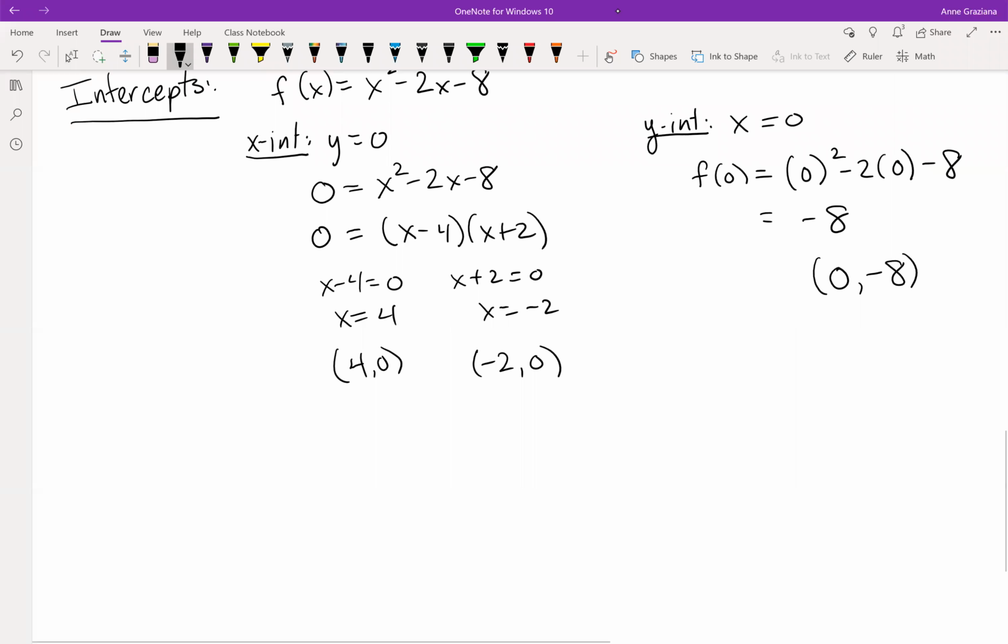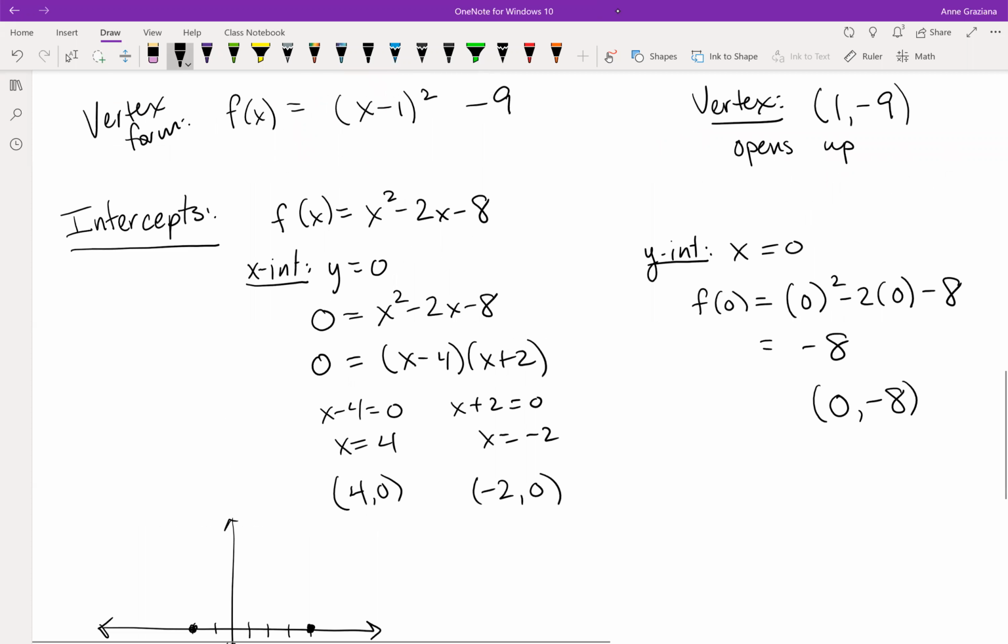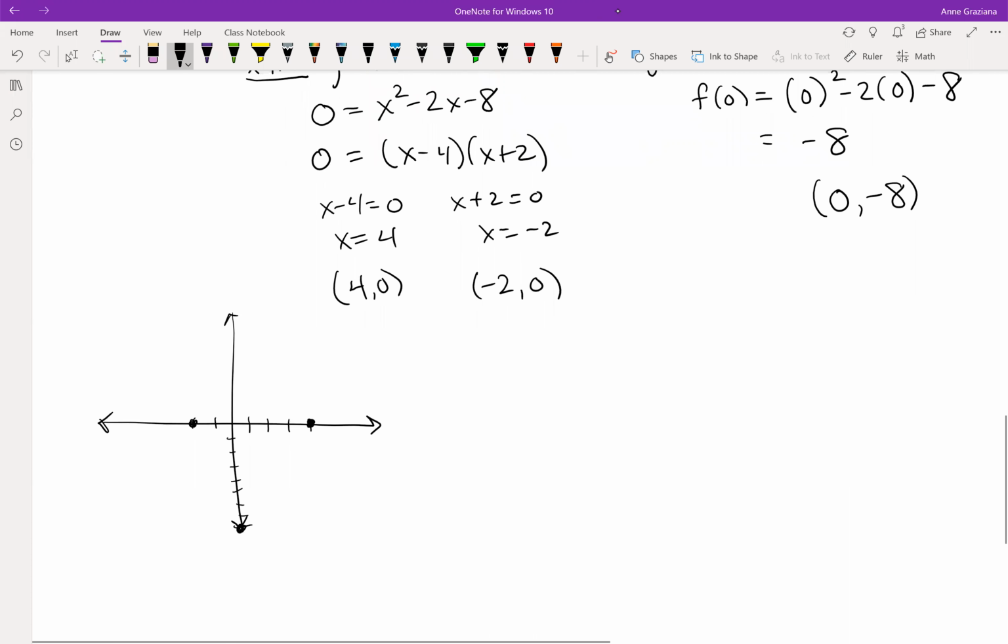So here's my graph. So 1, 2, 3, 4. There's my one x-intercept, negative 2, here's the other, (0, negative 8). So 1, 2, 3, 4, 5, 6, 7, 8. It's down here. And it does open up. And my vertex is (1, negative 9).